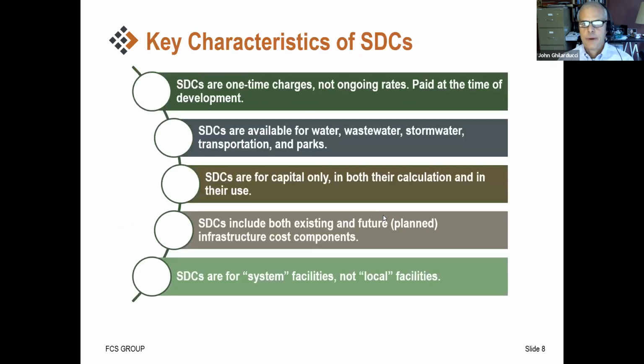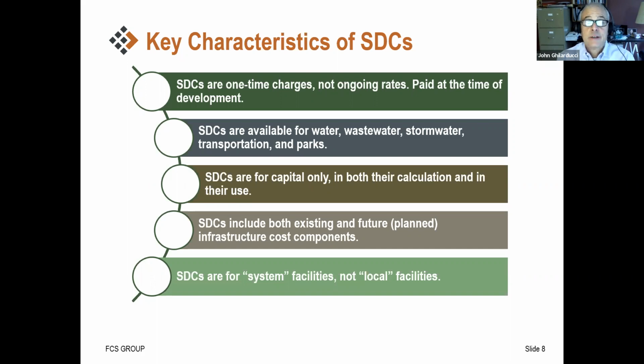Some background about system development charges. These are the one-time fees paid upfront at the time of development by new development. In some cases, redevelopment is charged if they place additional demands on the system. But for the most part, this is growth paying for growth. We follow the law very closely.